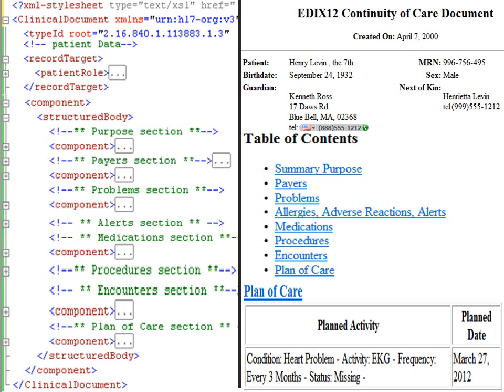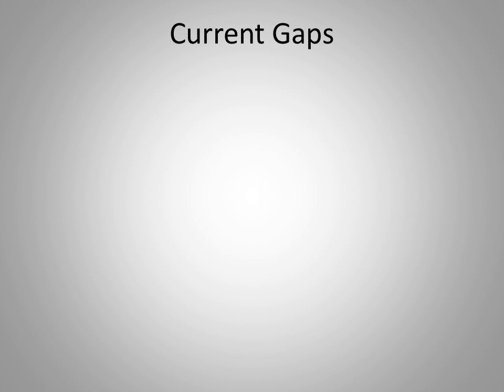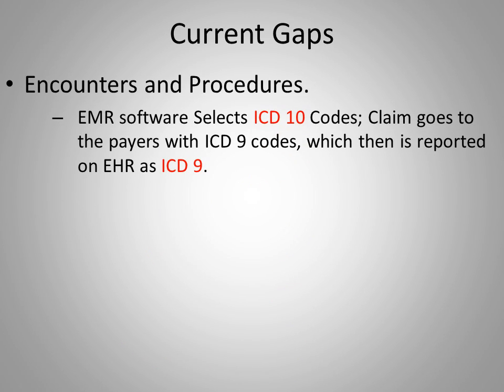This screen shows the actual CCD on the left side, which is machine readable, and on the right side is an internet browser view of the same CCD for human readable. Now let's look at the gaps of current CCD. First, the provider reports procedures on a CCD using ICD-10 codes, but when it is retrieved back from the health plan, it contains ICD-9 procedure codes, because the billing software reports with ICD-9 codes to the health plan.